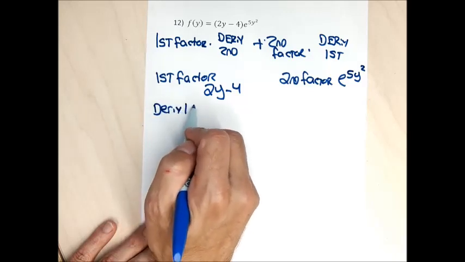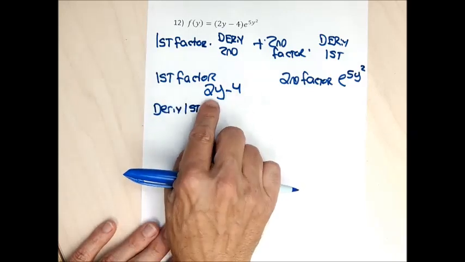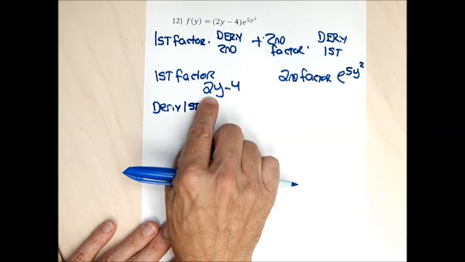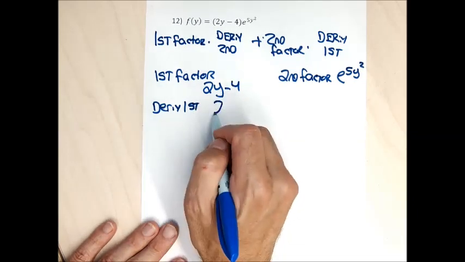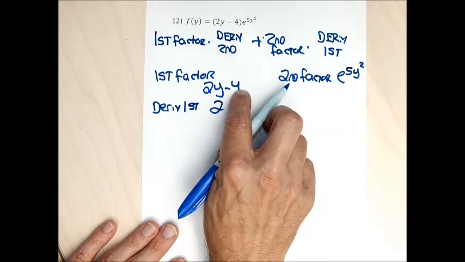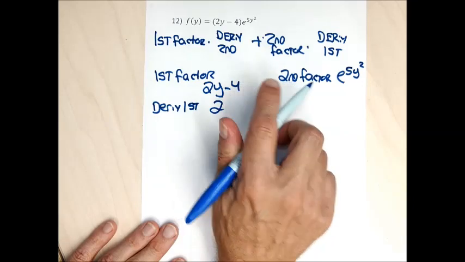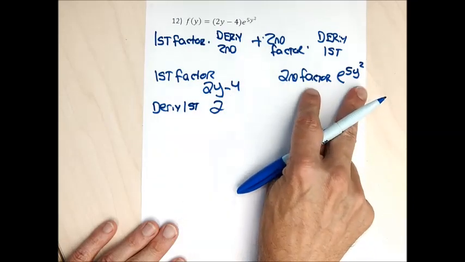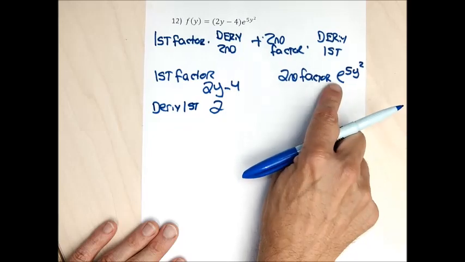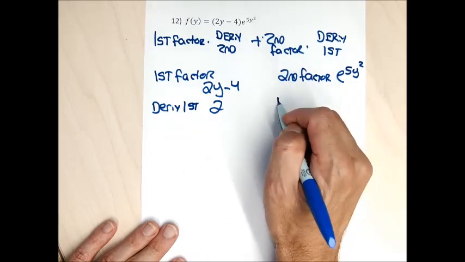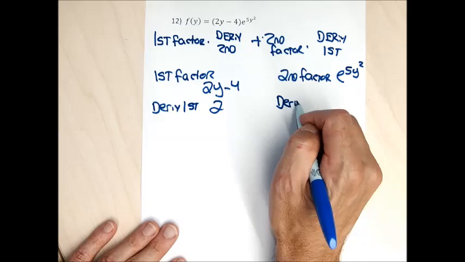The derivative of the first, the derivative of 2y, since it's a first power term, is just the number in front of the y, which is 2. The derivative of the minus 4, because it's a constant without a letter, is 0. And the shortcut way to find the derivative of an e without a coefficient is just to the left of the function to write the derivative of the exponent.